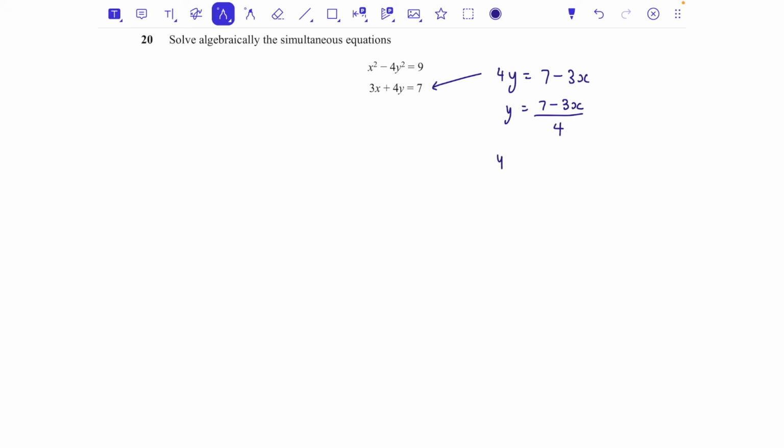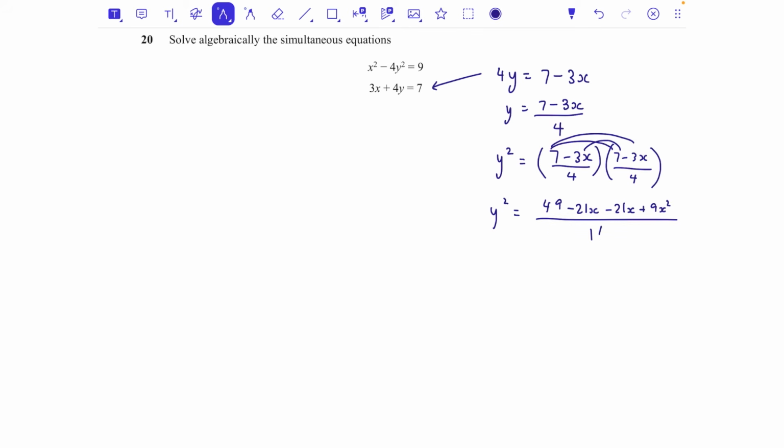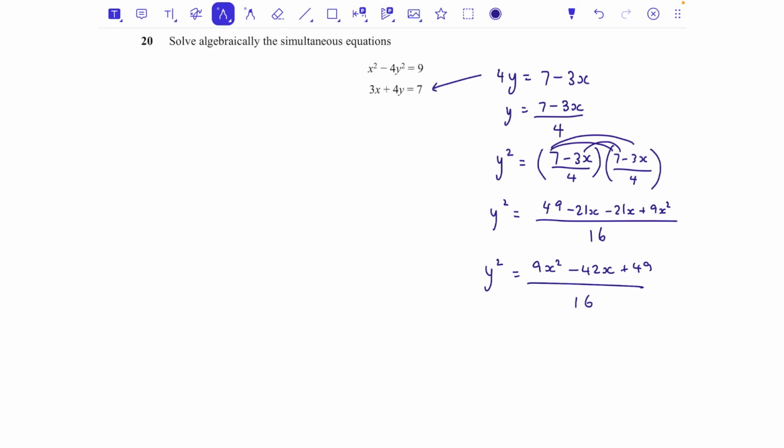If I then square that, y squared is all of this squared. Now when we square something, when we square a bracket, we are timesing it by itself. So 7 minus 3x over 4 times 7 minus 3x over 4. So y squared is 49 minus 21x minus another 21x, add 9x squared all over 16. So y squared, let's just turn that round, is 9x squared minus 42x, add 49, all divided by 16. And I can now substitute that into my top equation here.